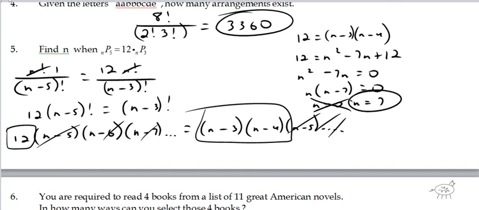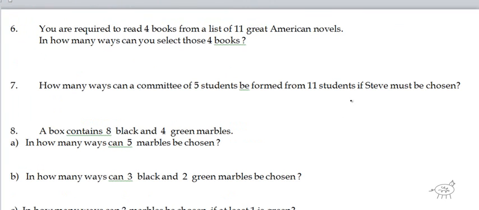Okay, keep going here, math fans. 6, you are required to read 4 books from a list of 11 great American novels.